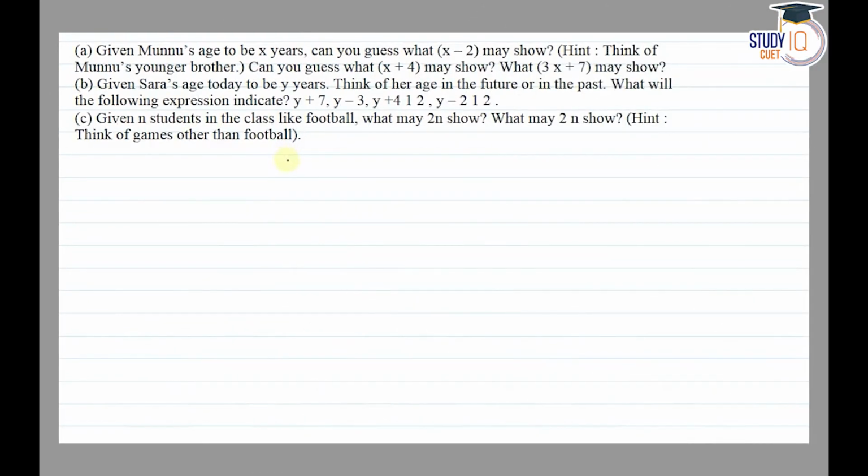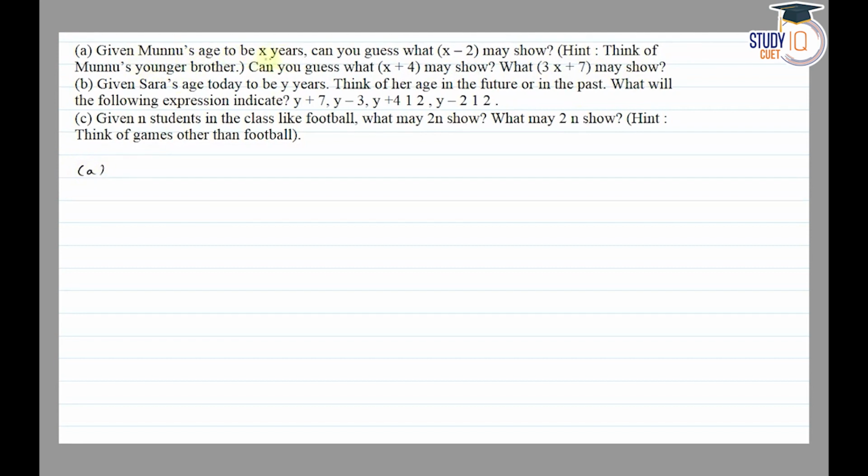Hello everyone, this question appears in the Class 6 NCERT chapter of Algebra. This is the third question of Exercise 11.4. The question says: given Munnu's age to be x years, can you guess what x minus 2 may show? Hint: think of Munnu's younger brother. Can you guess what x plus 4 may show? What may 3x plus 7 show? So, part A.